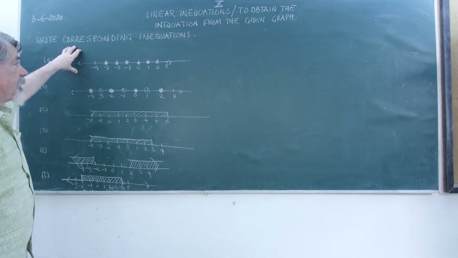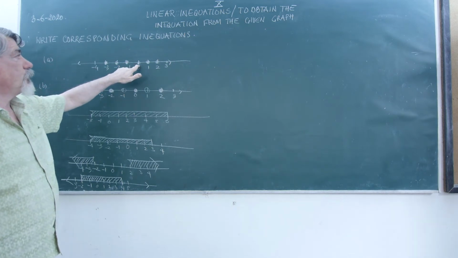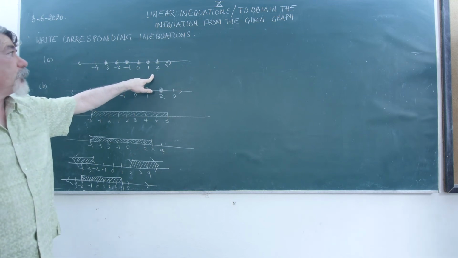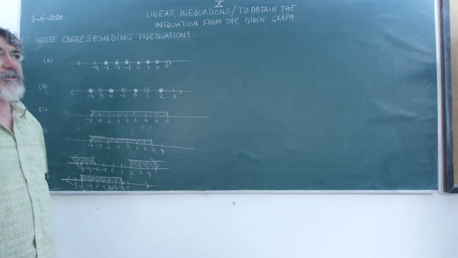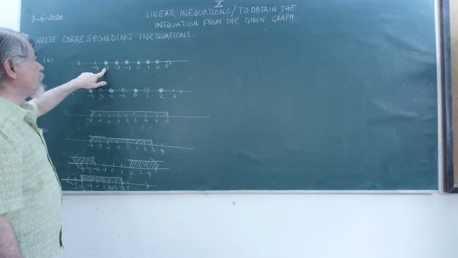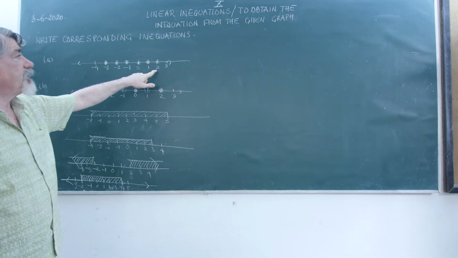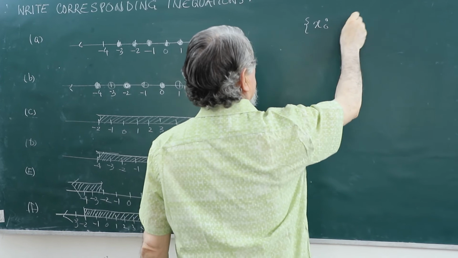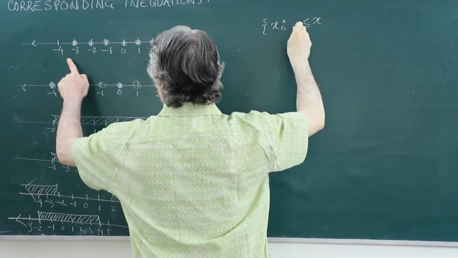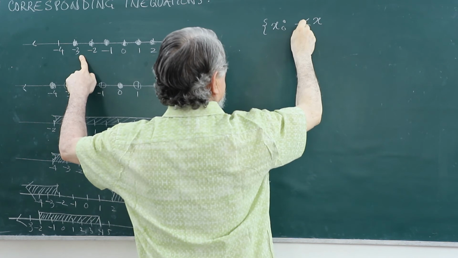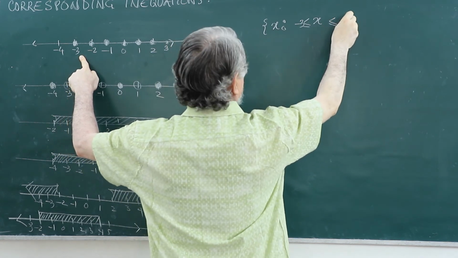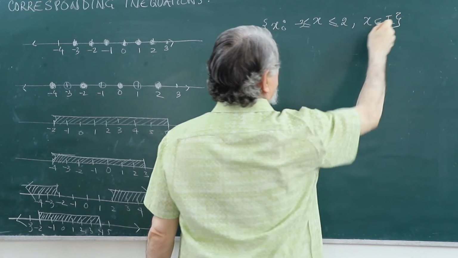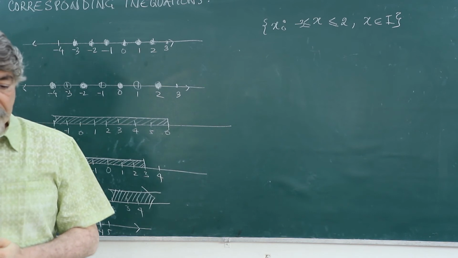For example, if you see set A, here distinct elements are there. So obviously these are minus numbers also, plus numbers also. That means they are going to be integers, the set of integers. It starts with minus 3 and finishes at 2. So I can say x is greater than equal to minus 3 and less than equal to 2, and x belongs to the set of integers.